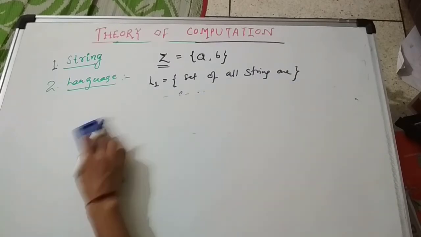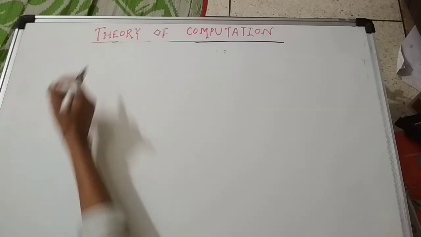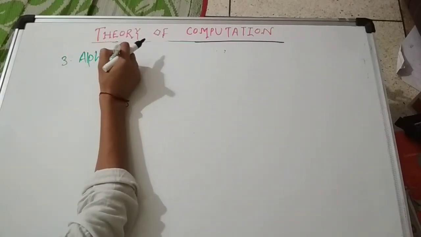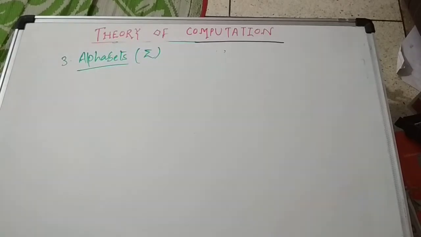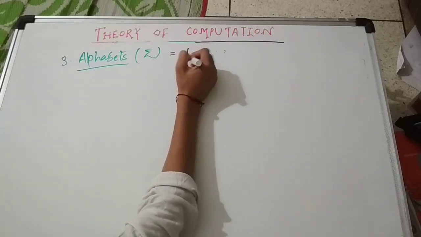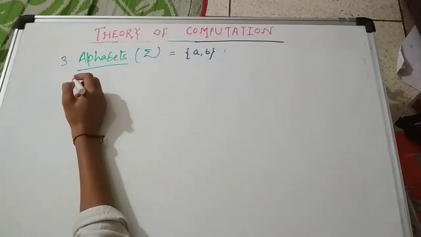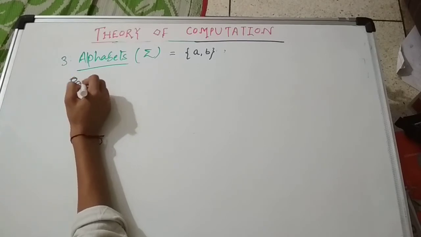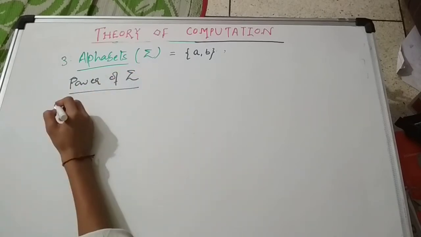Let us discuss more on alphabets. The third terminology that we have used was alphabets. As we know, alphabets can be represented by sigma. So if we have alphabets like A and B, let us discuss powers of sigma. What does it actually represent?